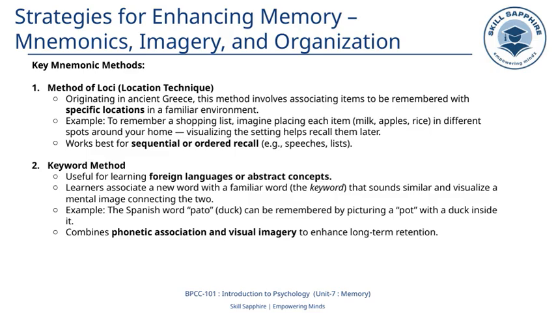First up is the method of loci, also known as the location technique. This method actually dates back to ancient Greece, and it involves associating the items we want to remember with specific locations in a familiar environment. For example, if you're trying to memorize a shopping list, you might imagine placing the milk in your kitchen, the apples on your dining table, and the rice in your pantry. Visualizing these items in familiar spots helps you recall them later. This technique works especially well for ordered or sequential information, like speeches or lists.